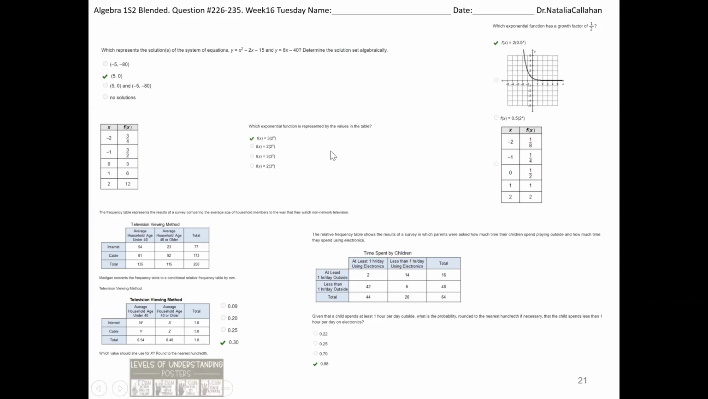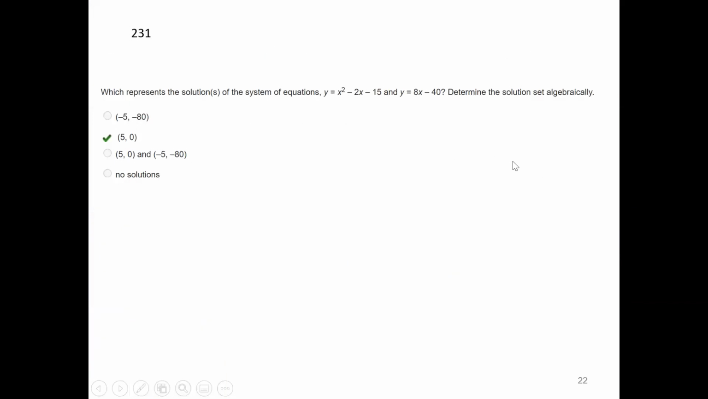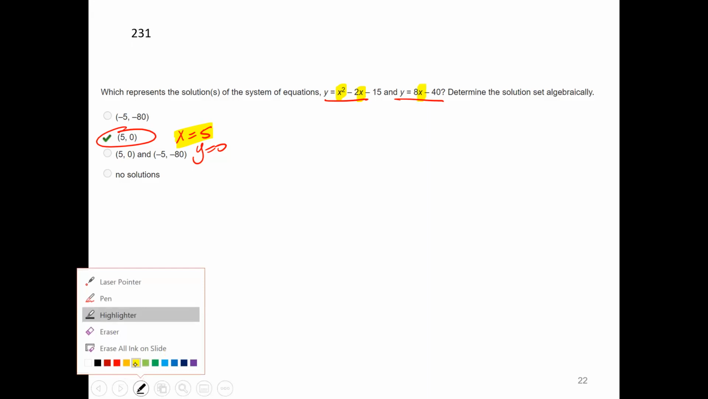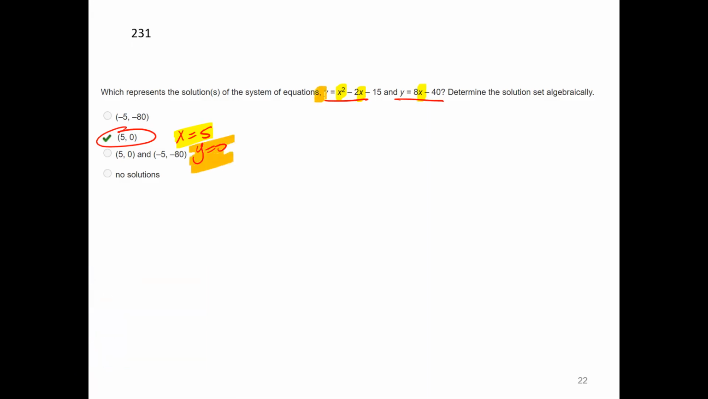So with your highlighters, take a look at 231. Which represents the solution to this equation and this equation? So the correct answer is B, which means x equals 5, not 50, and y equals 0. So what that means is anytime you see an x in yellow, you replace that with the number 5. And every time you see a y in orange, you replace that with 0.